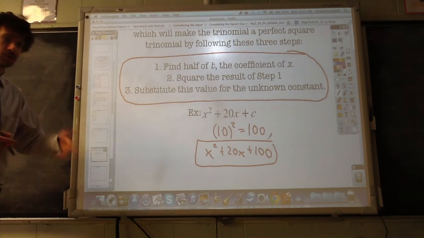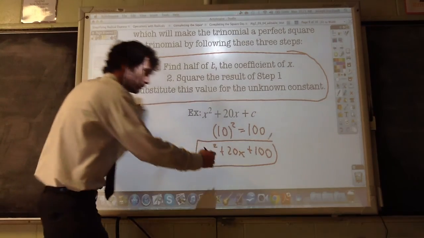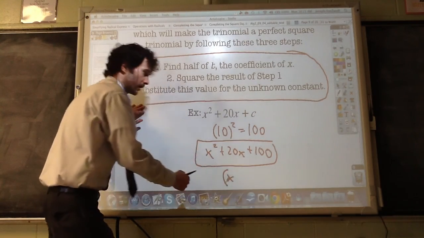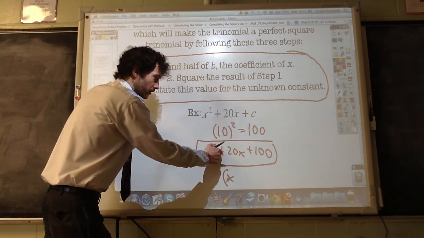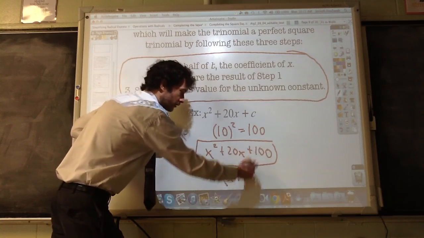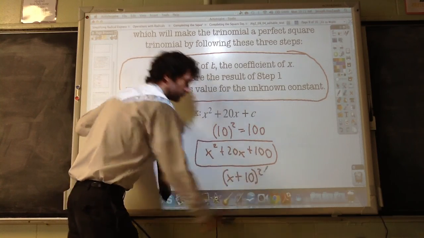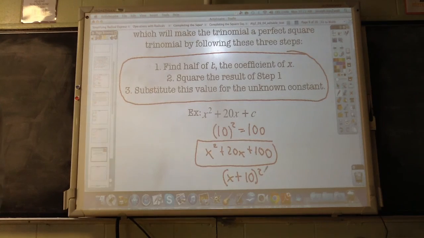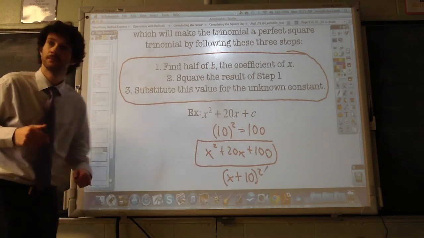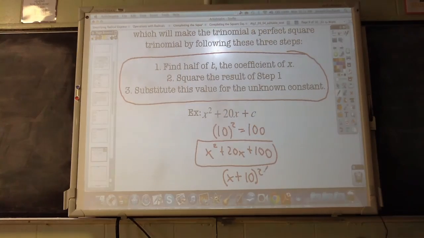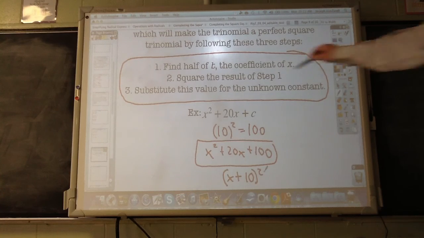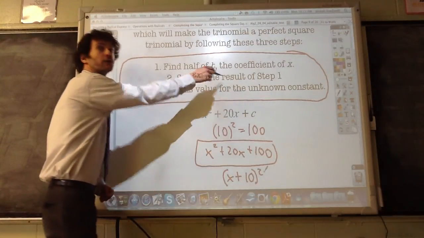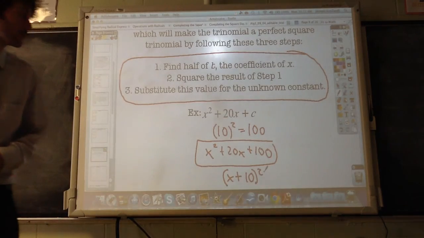And I'm not going to ask you to factor these, but if I did, you could, right? This would factor to be x, take the square root of that, take the plus from there, and the square root of 100 is 10, squared, right? So what if this c ends up not being a perfect square? It will. Because remember, it's always going to be a perfect square because we're going to square something to get it, right?